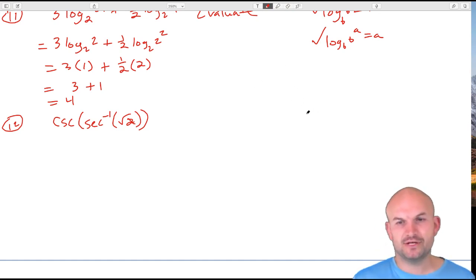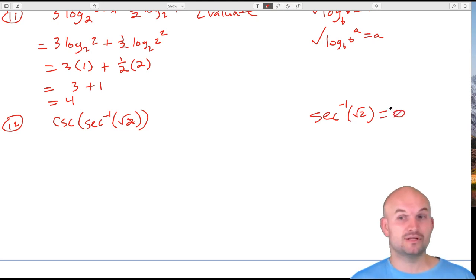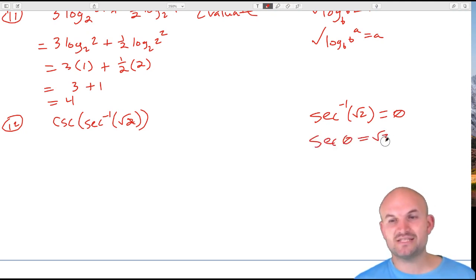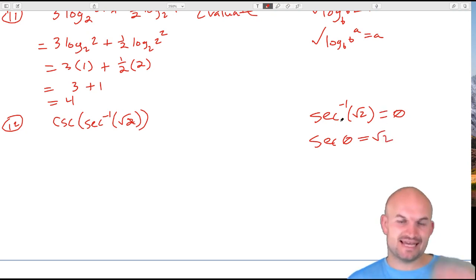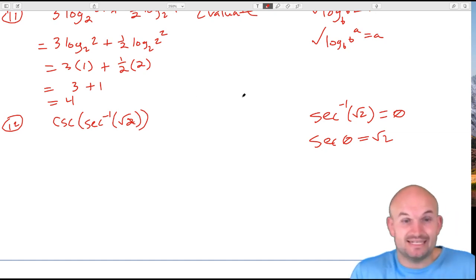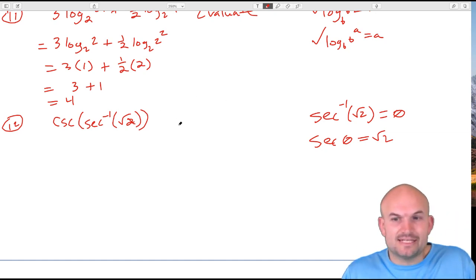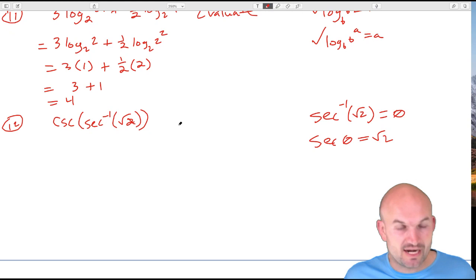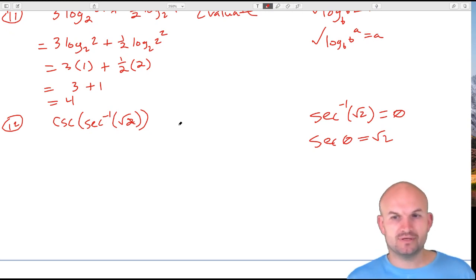So the main thing is, a couple ideas here. We know that secant inverse of square root of 2 is equal to an angle. We don't know what the angle is, at least right now, but we know it's equal to that angle. So therefore, again, we can rewrite this statement as secant of some angle equals the square root of 2. That's what the inverse represents. That's what I'm asking. When I say the secant inverse of square root of 2, I'm asking the secant of what is equal to the square root of 2? Like the secant of what angle is equal to the square root of 2? So I can take this equation and rewrite it like this.